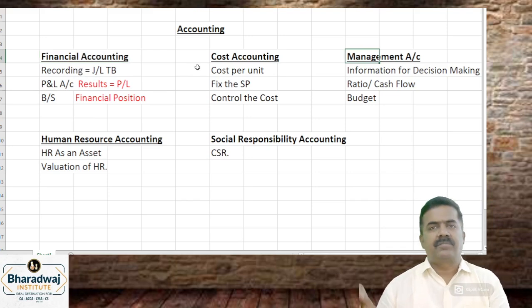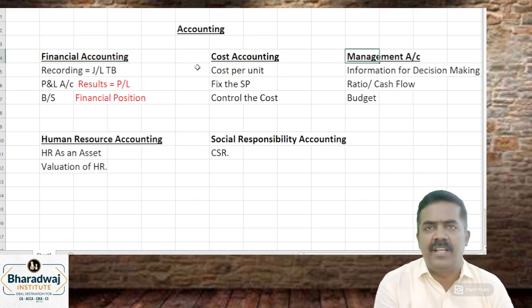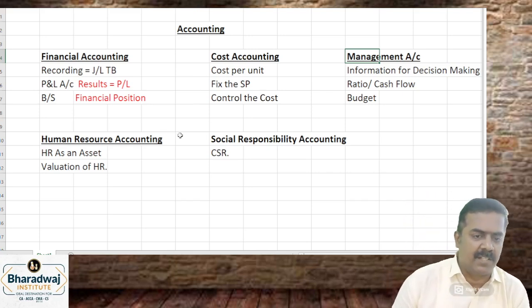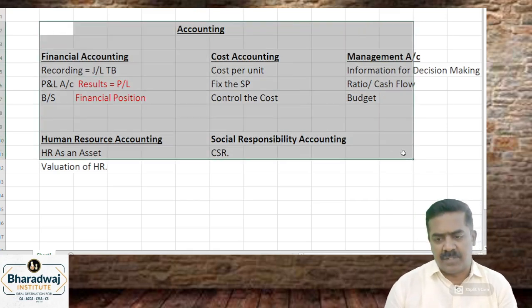Or, for example, the branch of accounting that deals with fixing the selling price, cost accounting, aiding fixing the selling price in the money, they can ask you questions. So this is the first aspect.